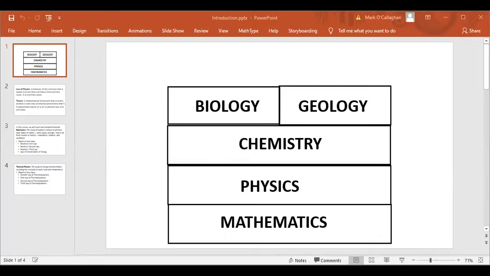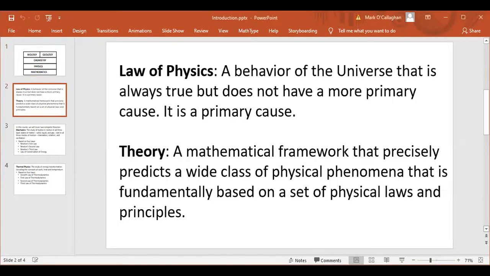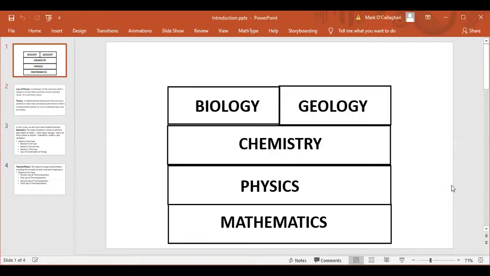All right, so when I first took physics in college, I was fortunate enough to have the chair of the department teach me. And one of the things that the chair did is he wrote up this little diagram. What this diagram shows you is where physics resides with respect to the other sciences.